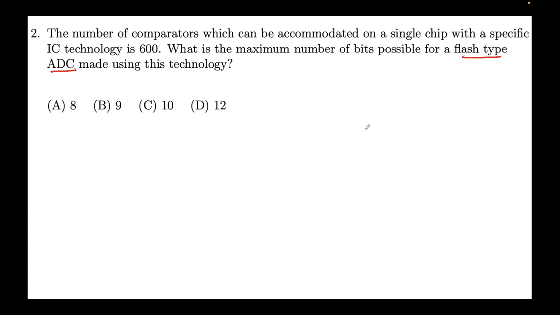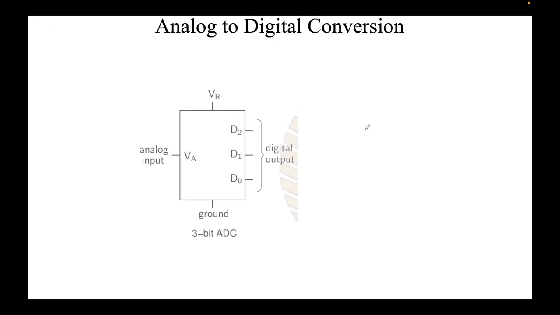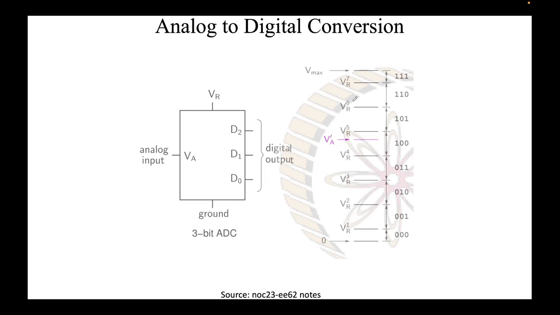So what is a flash type ADC? In analog to digital conversion, we have an analog input and a digital output. This is an example of a 3-bit ADC, and we saw that we require these references. These are the corresponding levels, actual values in units of voltage. We compare the given input analog voltage to these levels, and then we put it into one of the bins: 000 bin, 011 bin, 101 bin, and so on. So we compare VA prime to these levels.